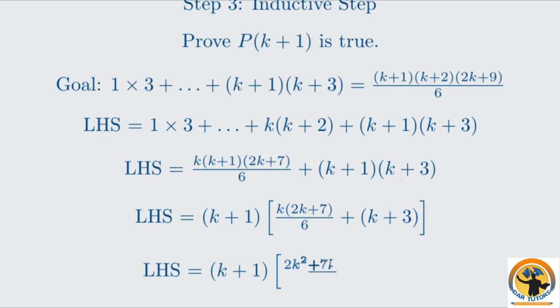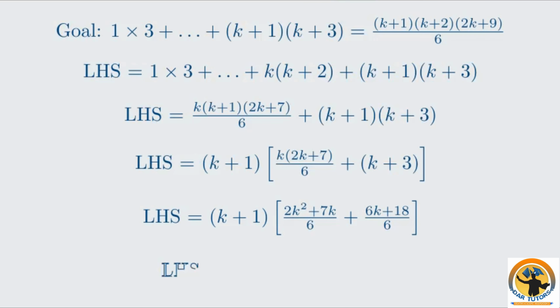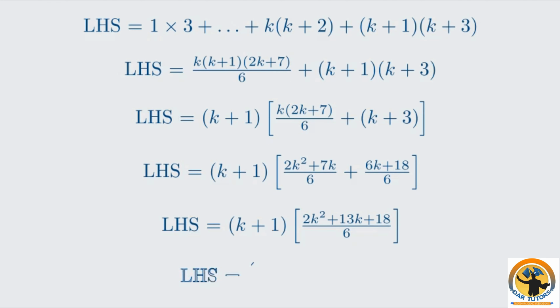This gives us 2k squared plus 7k plus 6k plus 18, all over 6. Combining the terms in the numerator, we get 2k squared plus 13k plus 18. Now, we need to factor the quadratic expression 2k squared plus 13k plus 18. We are working towards the form k plus 2, 2k plus 9, so we can anticipate these factors. Factoring the quadratic gives us k plus 2 times 2k plus 9.